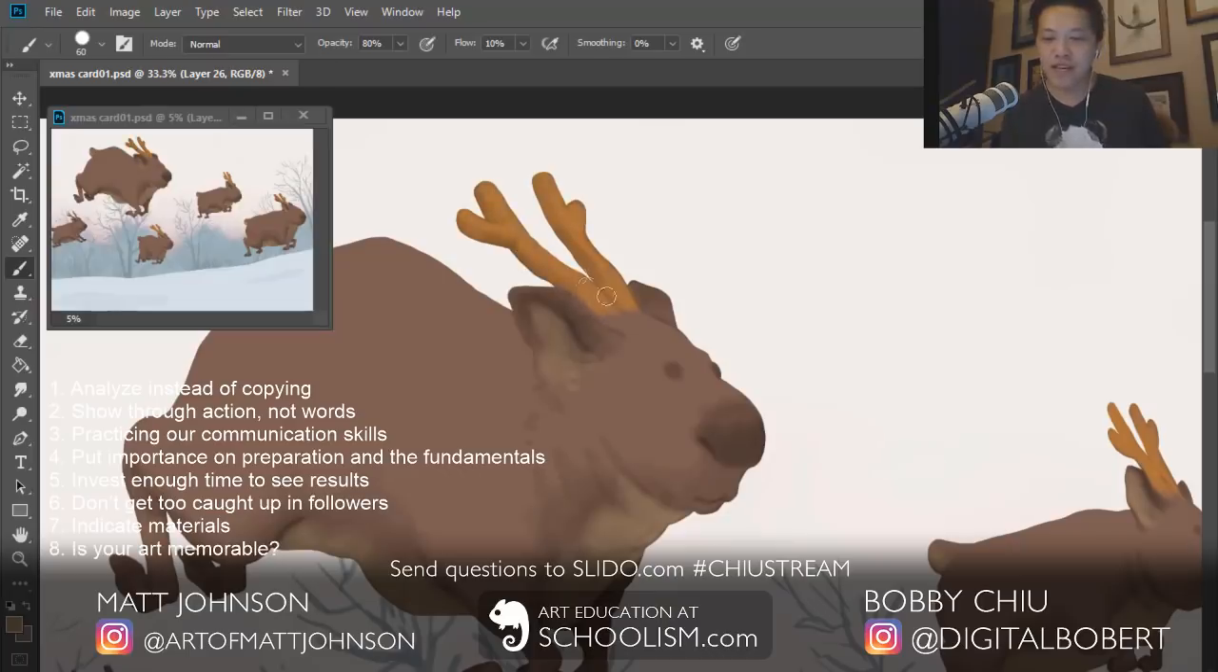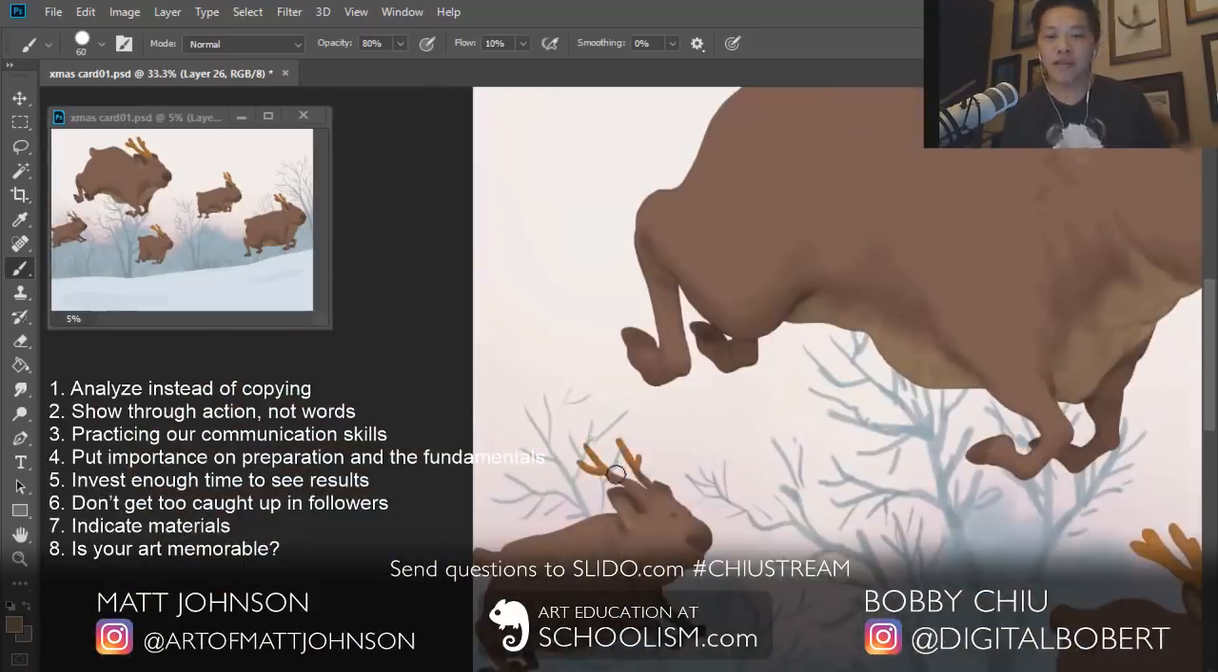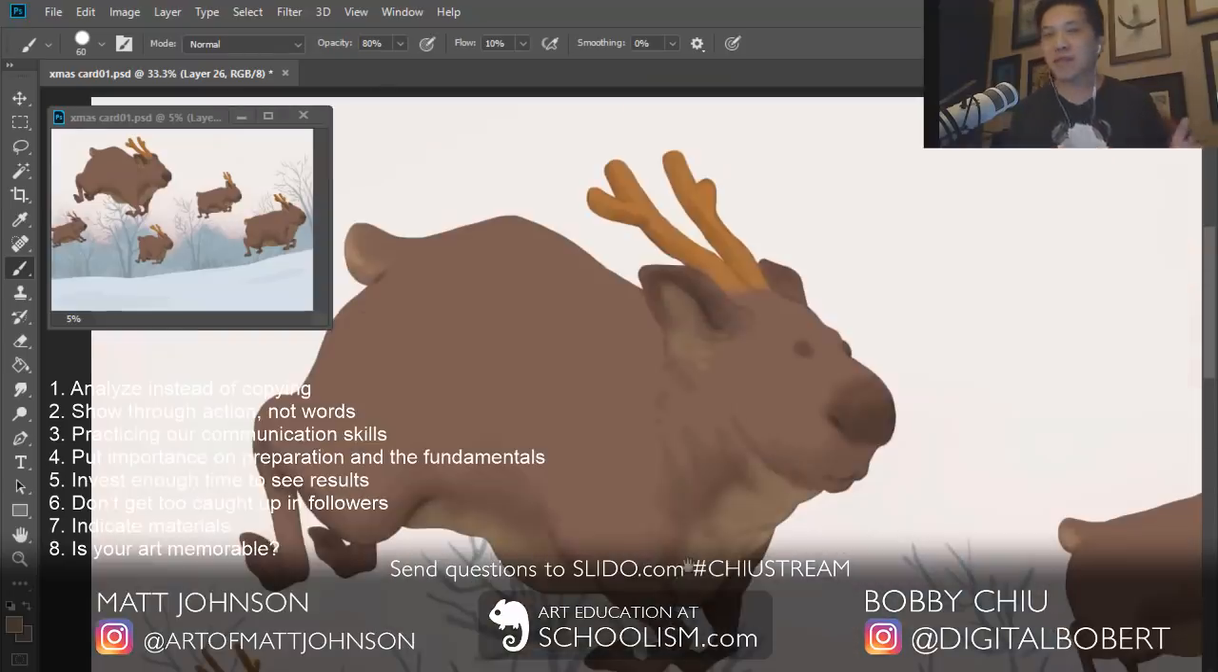Last one, is your art memorable? Now, this one is going towards beginner professionals as well, because a lot of beginner professionals are still so concentrated on the fundamentals. Yes, fundamentals are super important. That was literally number 4 on our list. However, it's not good enough just to have your fundamentals because in the end, it should be memorable. If your stuff isn't memorable, will that play a part in you not getting as many jobs? Of course it would. So that's the last one.